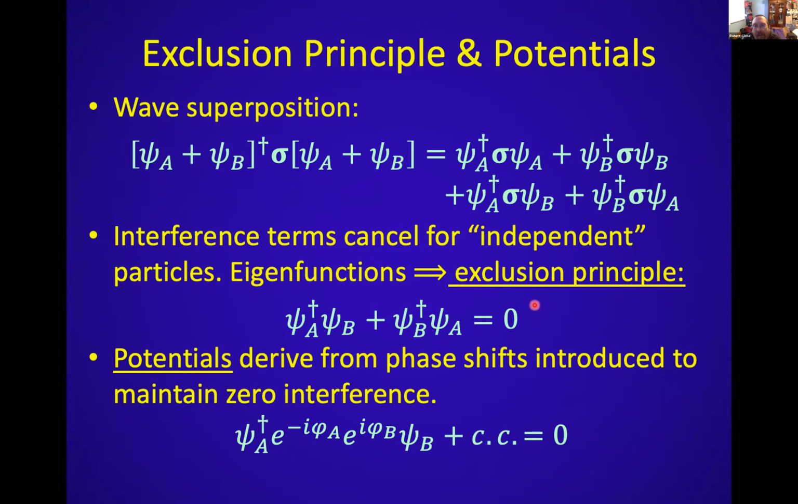And then this would not be true if you just plug in a wave function, but you can force this to be true if you put in some phase shifts to cancel out the interference. So the key here is that by assuming independent particles, you can maintain that even when they're interacting, if you put in phase shifts so that there's no interference between them. And those phase shifts give rise to the interaction potentials.